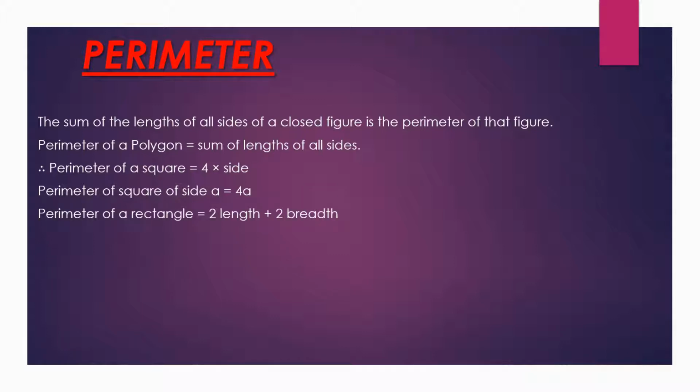Perimeter of a rectangle will be 2 into length plus 2 into breadth. Perimeter of a rectangle with length L and breadth B is 2 into L plus 2 into B.